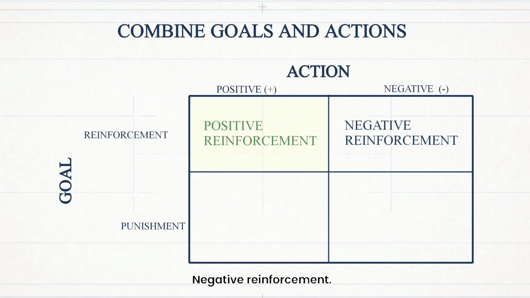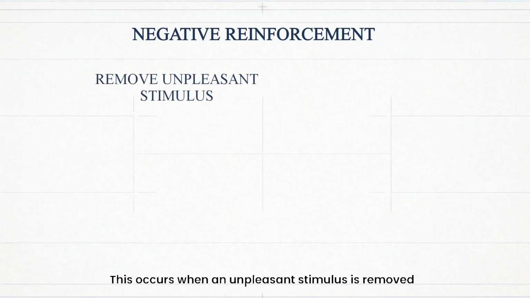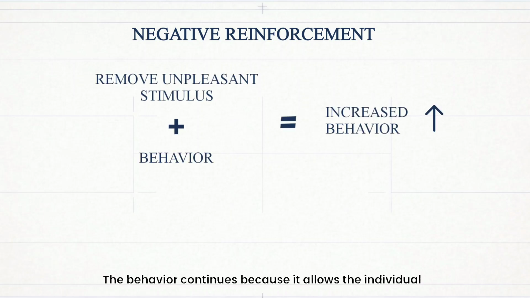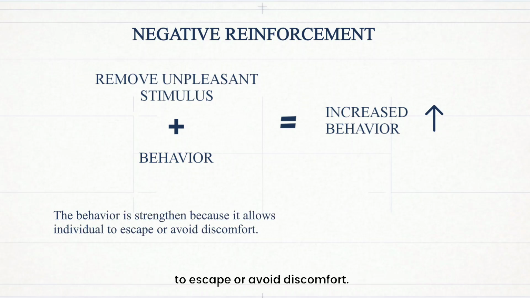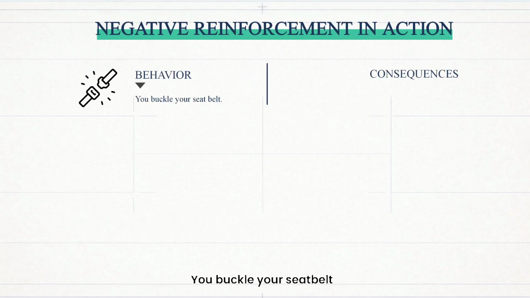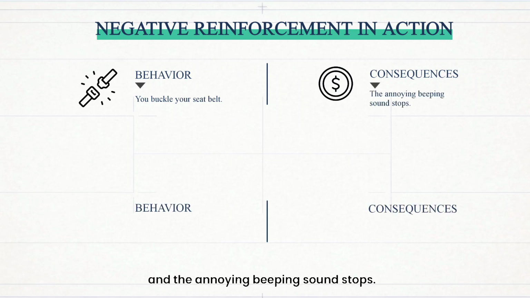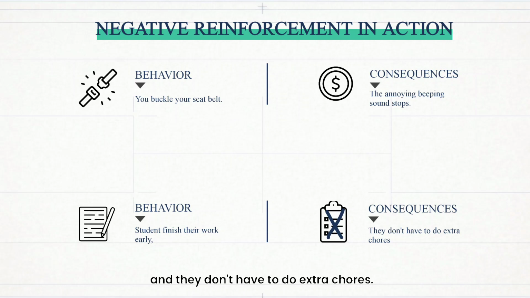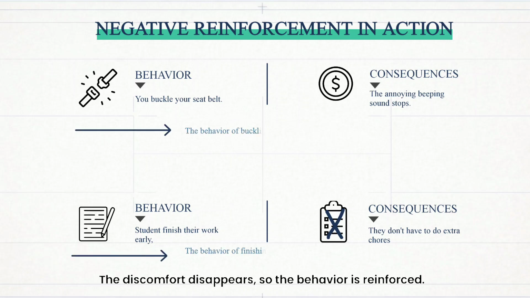Negative reinforcement. This occurs when an unpleasant stimulus is removed after a behavior, increasing that behavior. The behavior continues because it allows the individual to escape or avoid discomfort. You buckle your seatbelt, and the annoying beeping sound stops. Students finish their work early, and they don't have to do extra chores. The discomfort disappears, so the behavior is reinforced.